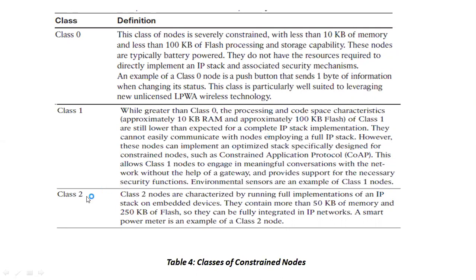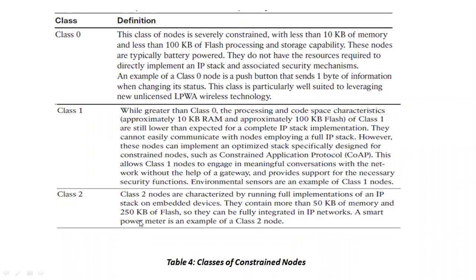Just remember, they will not implement the IP stack. Then come to the next one, class 2. Class 2 nodes use higher resources than the previous two classes. They use 50 KB of memory and 250 KB of flash or other secondary storage, and they will support IP networks or the IP protocol. The best example for class 2 nodes is our smart power meter. We have power meters at our house. Those are wired power meters that we use now. If you consider wireless, then they are called smart power meters.